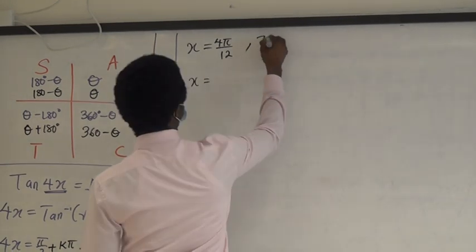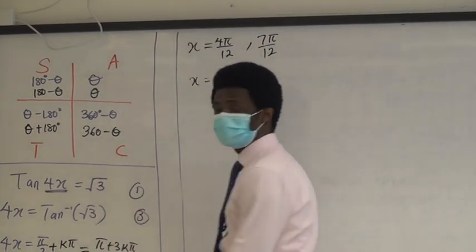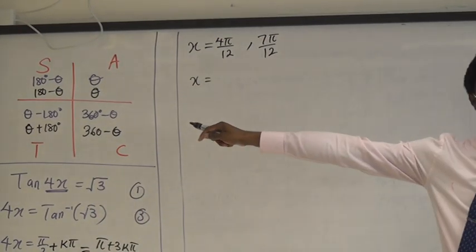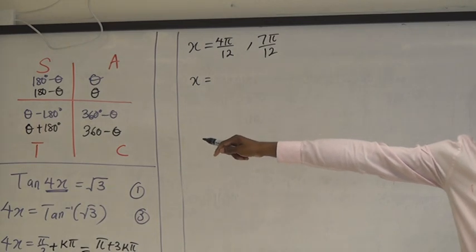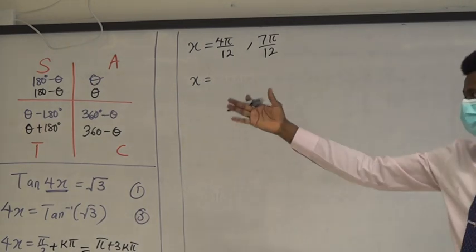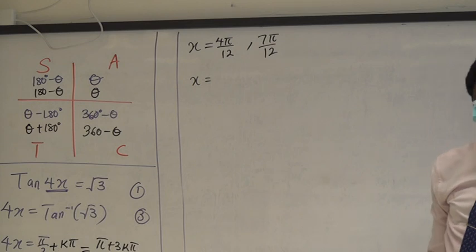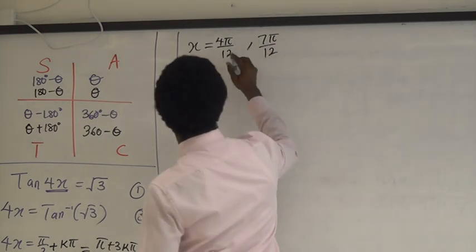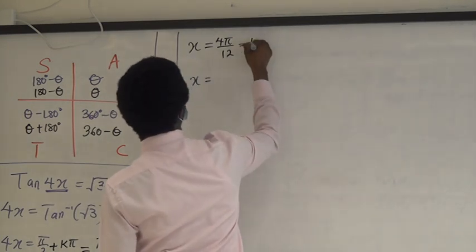7 pi over 12. Right? It's not there yet. We need 2 pi. Of course, when it is twice the denominator, whatever the denominator is. But this is pi over 3. I should have written pi over 3.